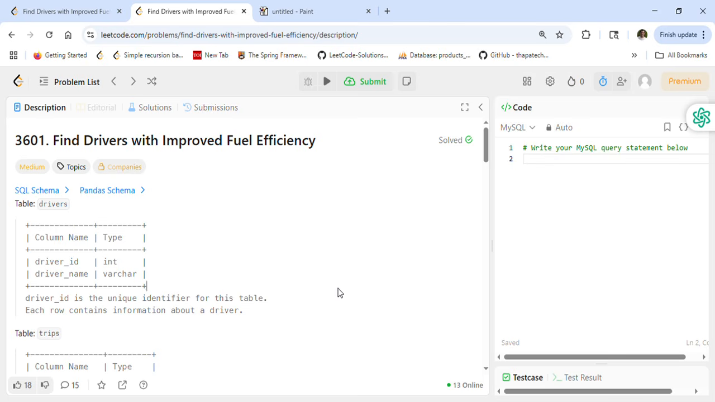Today we are going to solve a recent SQL coding problem on Leetcode 3601, find drivers with improved fuel efficiency. This is a medium complexity SQL coding question. We'll go through this problem, understand it with some examples, and also implement our SQL query solution to solve this coding problem.